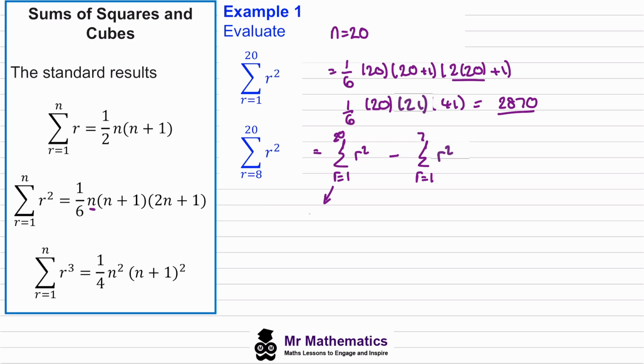We know this works out as 2,870, and we can work out this one by letting n equal 7, which is this 7 here. We'll substitute this into our formula again, so we get 1/6 of 7, 7 add 1, and 2 lots of 7 add 1, which is 15. We can work this out, and we get 140. So we take this 140 away from the 2,870, and the total sum will be 2,730, okay? So that's how we use the summation of r squared.